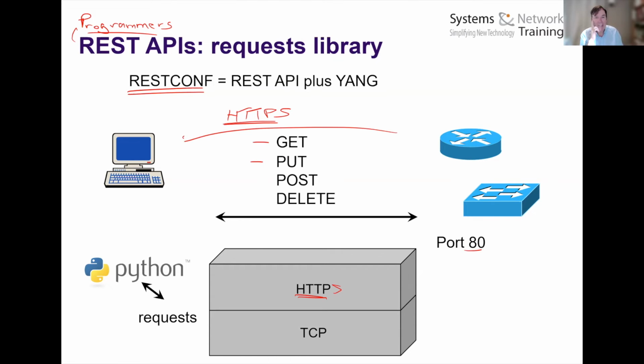Get allows me to get configs, and put allows me to configure the device. So we can do that with REST APIs. That's been around for ages. In terms of libraries, there's the requests library, which is in Python, and that library allows me to use a REST API. There is a particular version which is called RESTCONF.